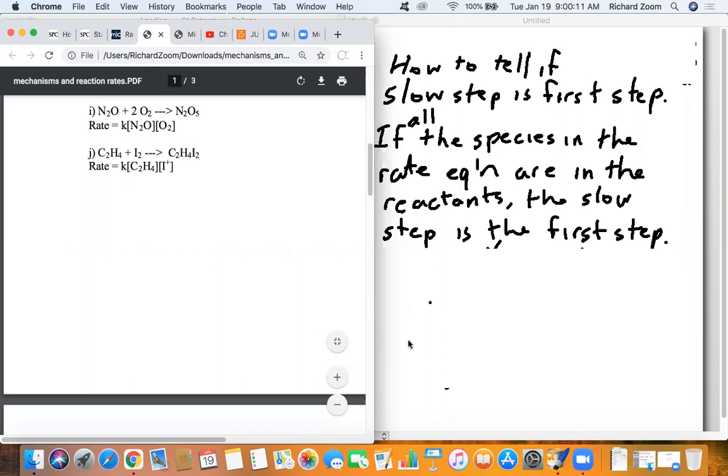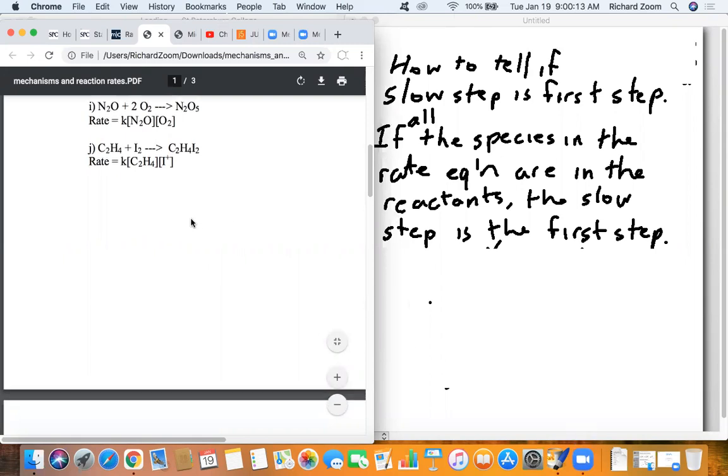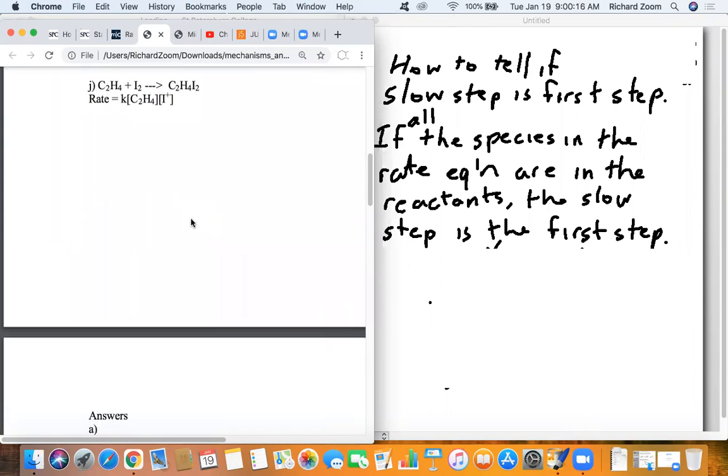All right, what about J? Slow step, first step. Is the slow step the first step? Yay, now we're getting more. Okay, this is good. Come on, a little bit more. Okay, we'll end the poll here. What do you know? And the answer is no.